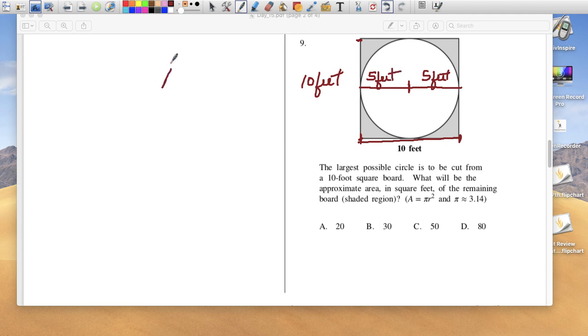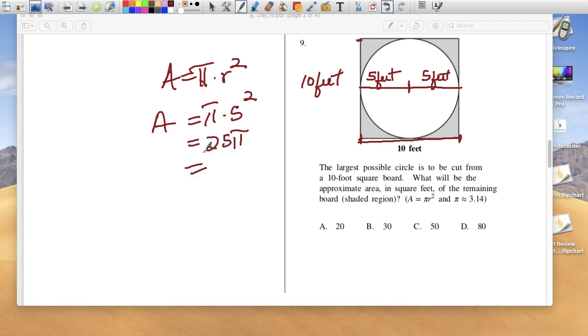If I know the radius, I can easily find the area. What will be the area of the shaded region? Let's find the area of the circle first. The area of the circle is pi times 5 squared, which is 25 pi, and numerically 25 times pi is 78.54 rounded. The units are feet squared. So this is my circle.